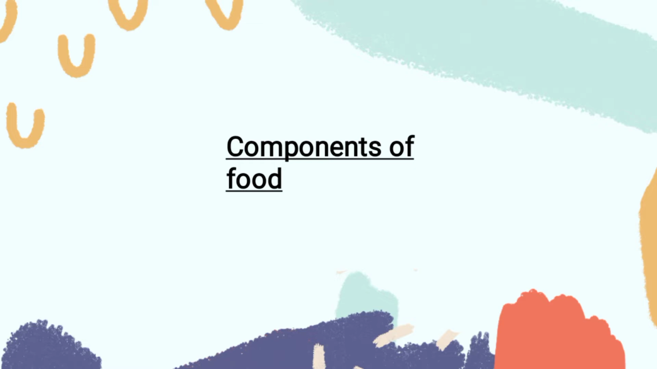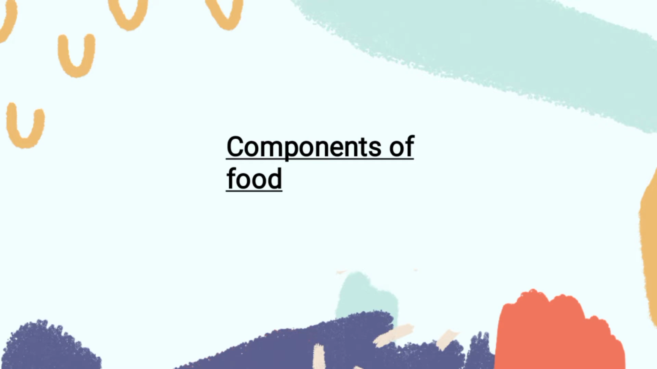Today I am here to teach you CBSE class 6 science second chapter, which is components of food. Today we will study about components of food. The first chapter was about food, where we get it from. So today we will continue with the second chapter, that is components of food.